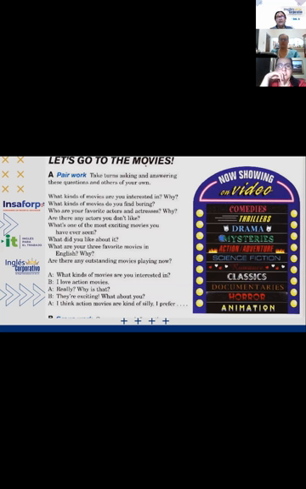Because there are a lot of platforms where you can see movies now. Yes. You don't necessarily have to go and spend money, pay for the movie, buy the popcorn, and pay for transportation. You just sit at home and see the movie.